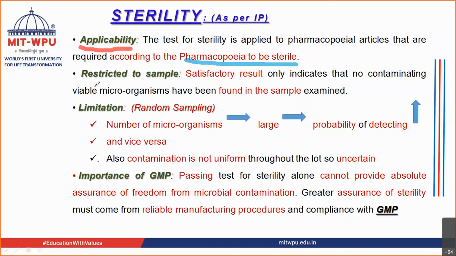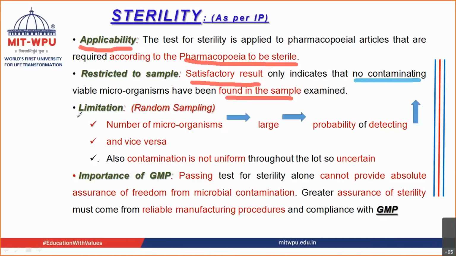Now, this test for sterility has some restrictions. It gives satisfactory results only if viable microorganisms are found in the sample examined. And it does not mean that if no contamination is found, and the products are found sterile, then all other products are also sterile or do not contain any contamination.